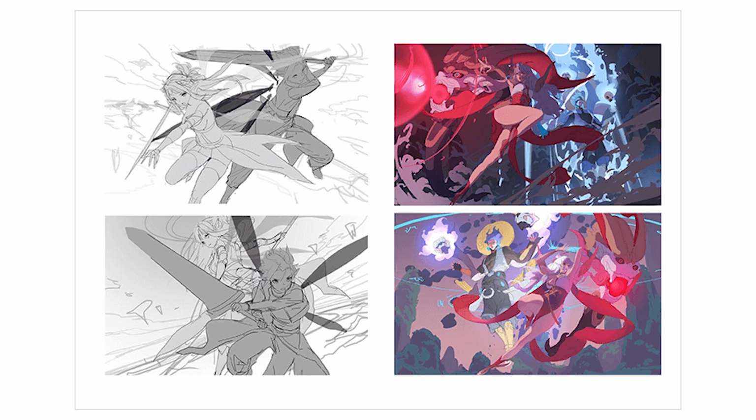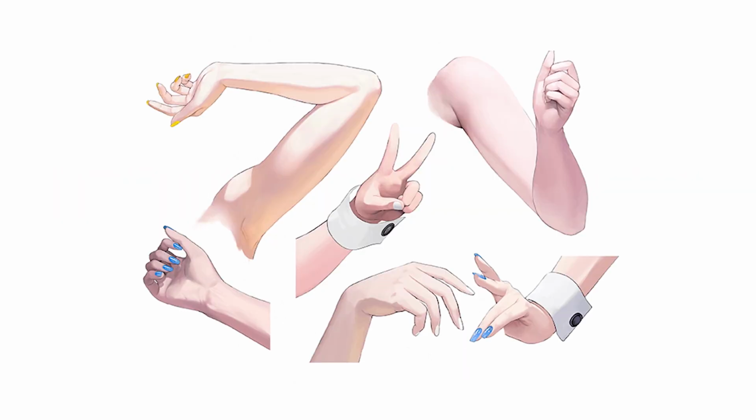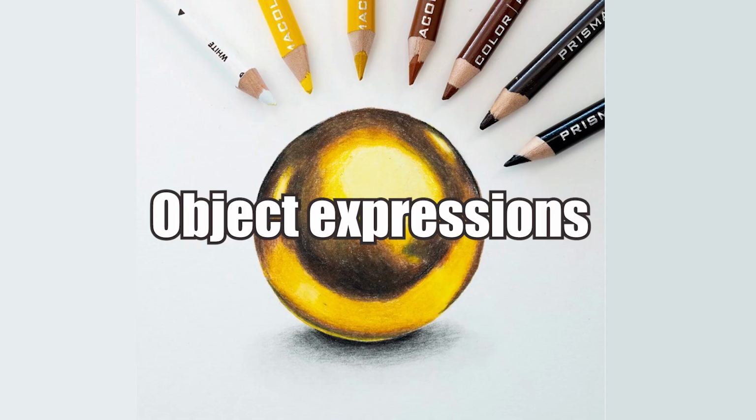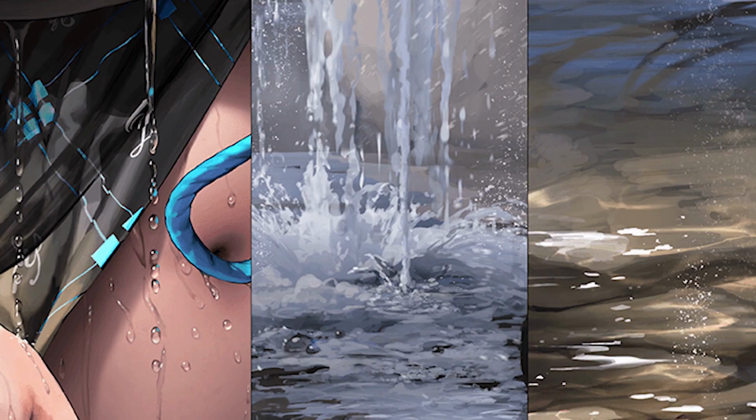Next is screen composition. In this section, you will learn how to use camera angle and object placement to create a screen structure. Then, we have detailed depiction of the human body. You will not only learn the basic anatomy, but also how to express a captivating character beyond the basic knowledge. Lastly, we have object expressions. Hyulla sensei teaches how to color metals as well as transparent and translucent objects.